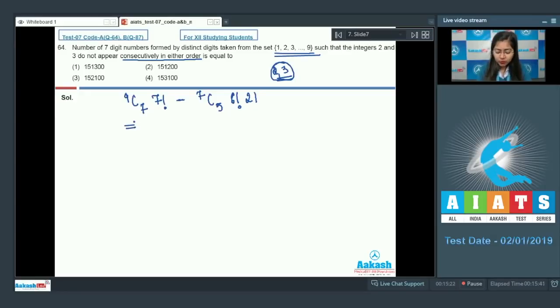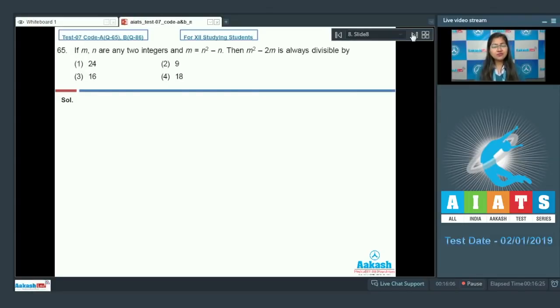So this will be equal to 9C7, that is 9 factorial upon 7 factorial into 2 factorial. So 7 factorial will get cancelled. So it will be equal to 2 factorial minus 7 factorial upon 5 factorial. 2 factorial will get cancelled. So it will be left with 6 factorial. So this is equal to 151,200. Right? So the correct answer will be option number 2.